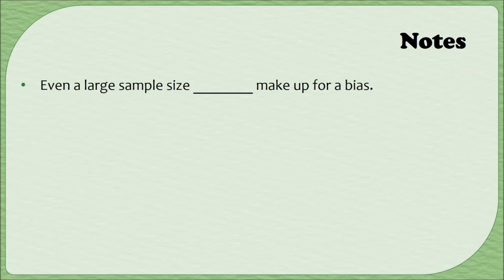Okay, so just a couple of notes about the different types of biases that we have examined. First, even if you have a large sample size, that cannot make up for a bias. If you survey 100,000 people, but you used a leading question on 100,000 surveys, you're still going to have leading response bias. If 100,000 people volunteer to answer a survey, you're still going to have voluntary response bias. So just because a lot of people are surveyed doesn't mean that bias can't be present.